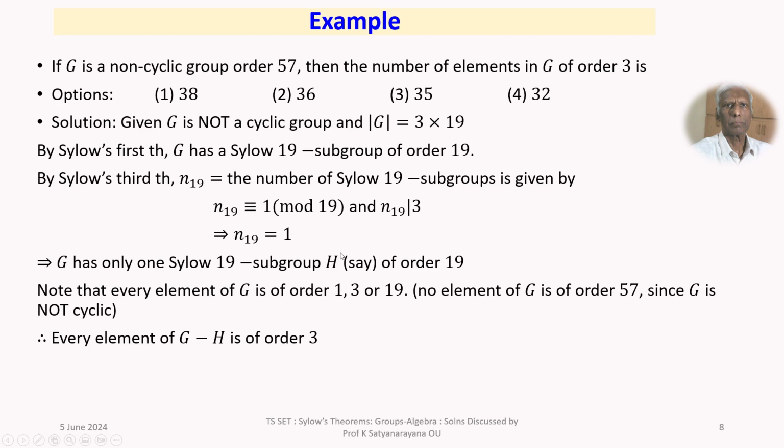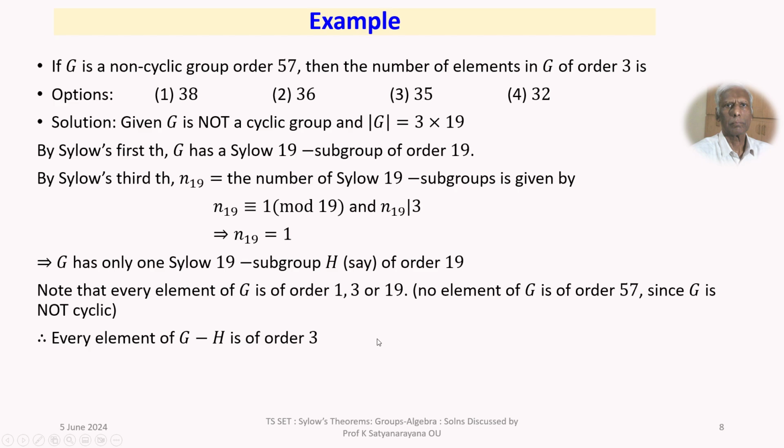In G, there is a subgroup H. That is the Sylow 19 subgroup. And 19 is prime, so every element of H other than the identity is of order 19. Every element of G minus H, from G subtract the elements of H, will be elements of order 3 only. So every element of G minus H is of order 3.